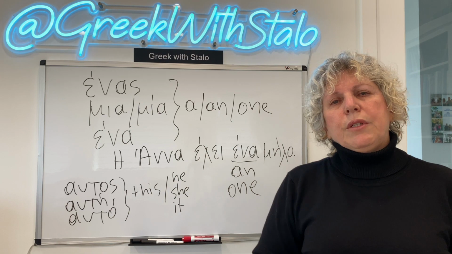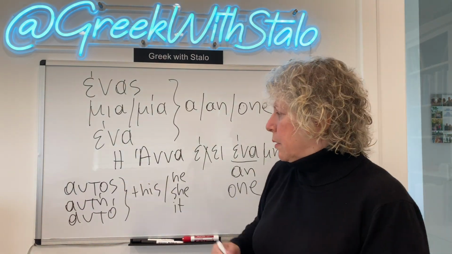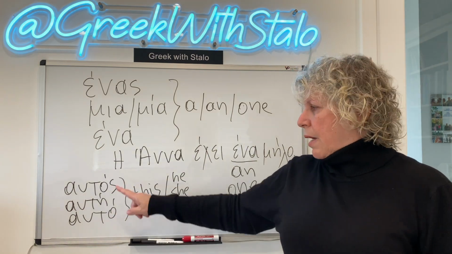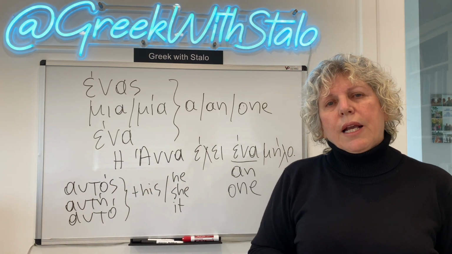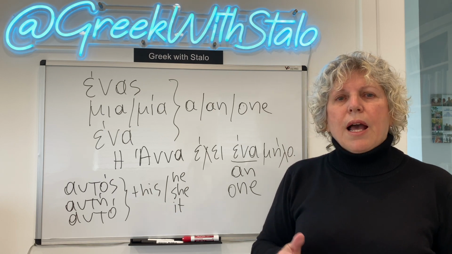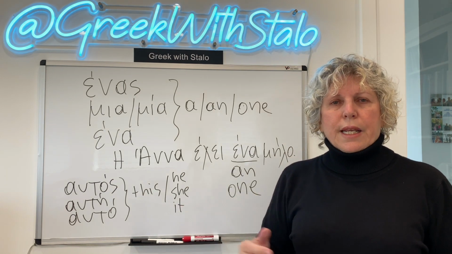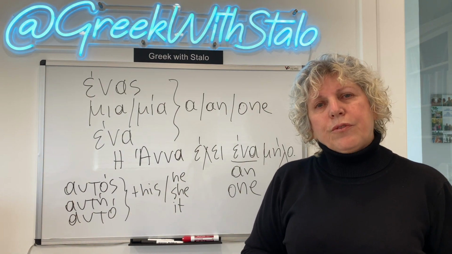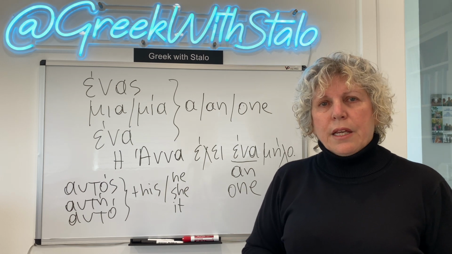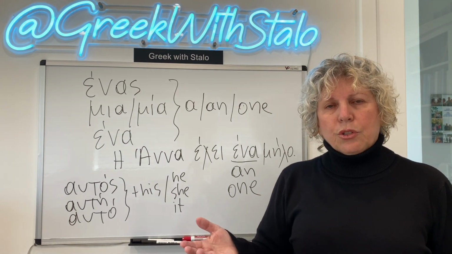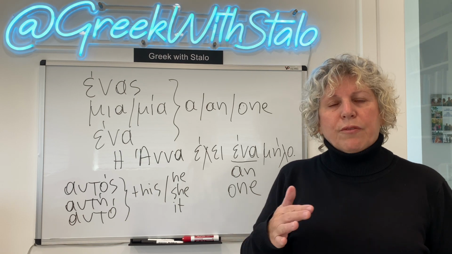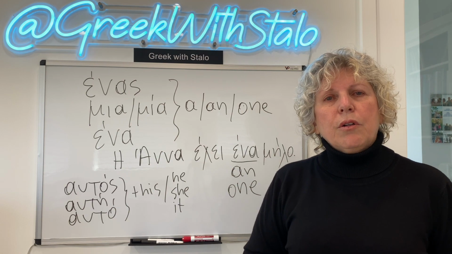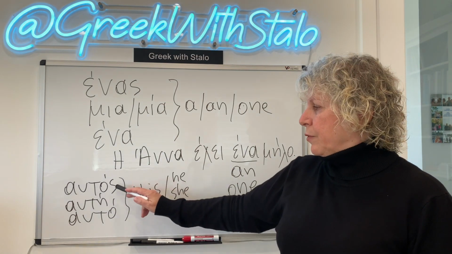And finally we said that when there is a noun following αυτός, αυτή, αυτό, then we have to use the definite article. Αυτός ο κύριος. Αυτή η κυρία. Αυτό το παιδί. Not αυτός κύριος or αυτή κυρία or αυτό παιδί. You always have to use the definite article when there is a noun following αυτός, αυτή, αυτό.